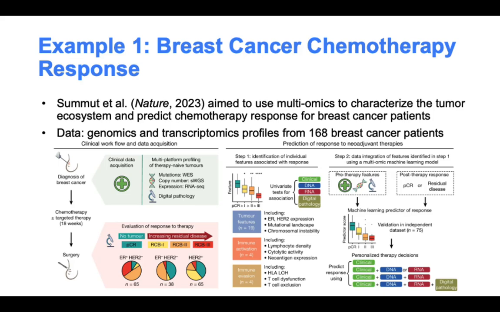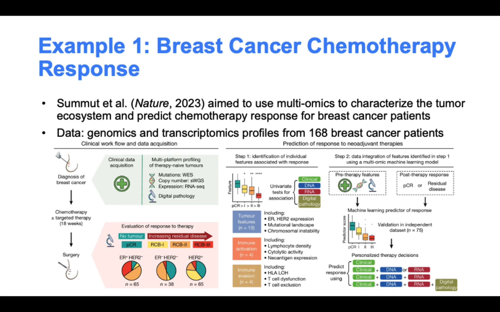Okay, so now we'll just go over some examples of multi-omics integration from some cancer studies and then an L1000 study. So this first example is predicting breast cancer chemotherapy response. This is from a paper published in Nature last year where they were using multi-omics, namely genomics and transcriptomics, coupled with some pathology information to try and characterize the tumor ecosystem and then use those features to predict chemotherapy response for breast cancer patients.